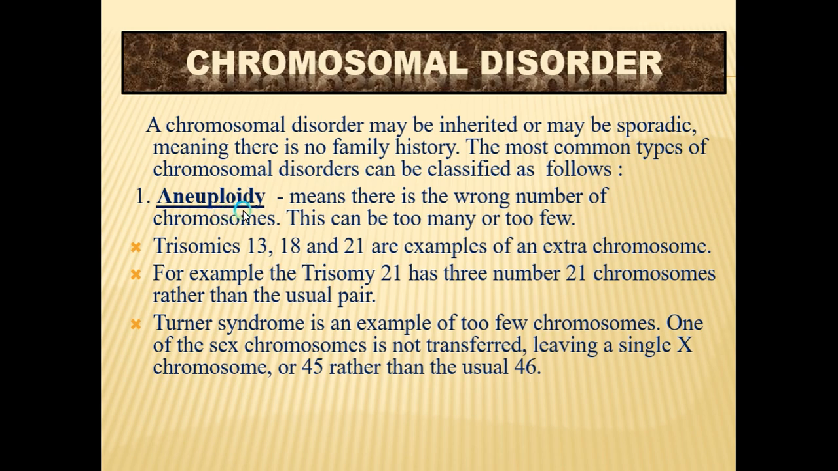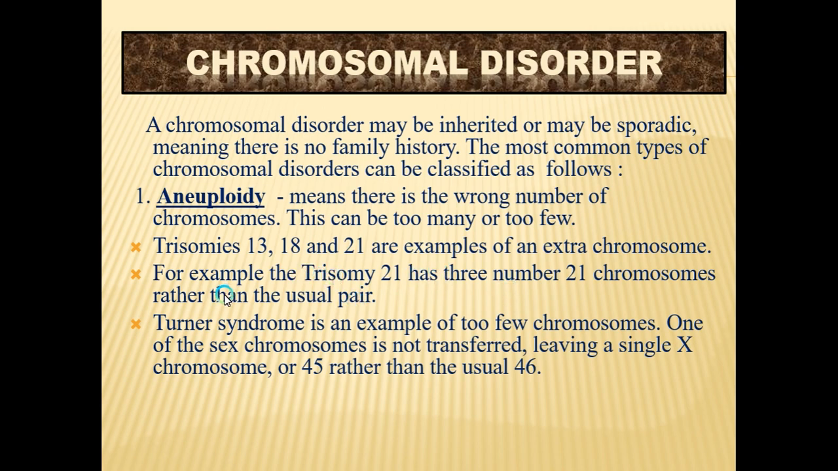First is aneuploidy. Aneuploidy means a wrong number of chromosomes. Either they are less or they are more. We have studied the normal number: we have 23 pairs or 46 chromosomes. Examples of extra chromosomes are trisomy. Trisomy means 3 instead of 2. Trisomy 13, 18 and 21 are examples of extra chromosomes. For example, trisomy 21 means instead of the usual pair of 2, it is 3. That is called trisomy.